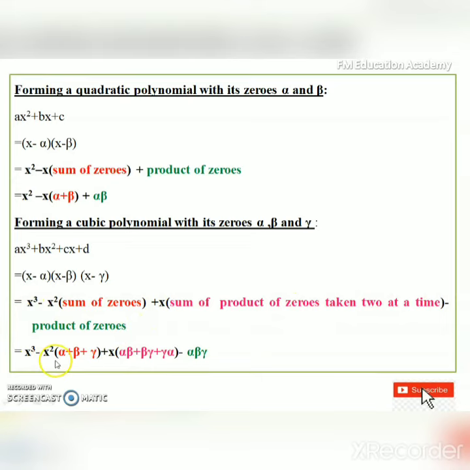So x cubed minus x squared into, what are the zeros here? Alpha, beta, gamma. Add them, that will give me the sum. So alpha plus beta plus gamma, plus x into sum of product of zeros taken 2 at a time. Taken 2 at a time means if I take first alpha beta, then beta gamma, then gamma alpha.